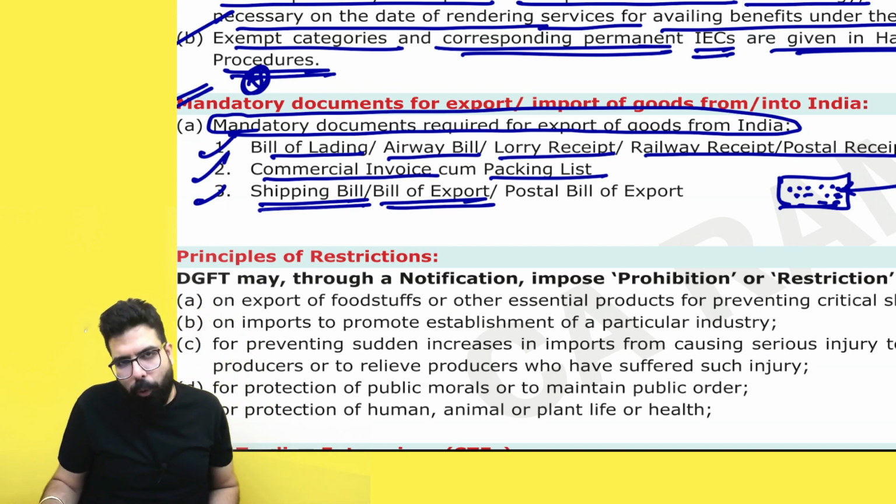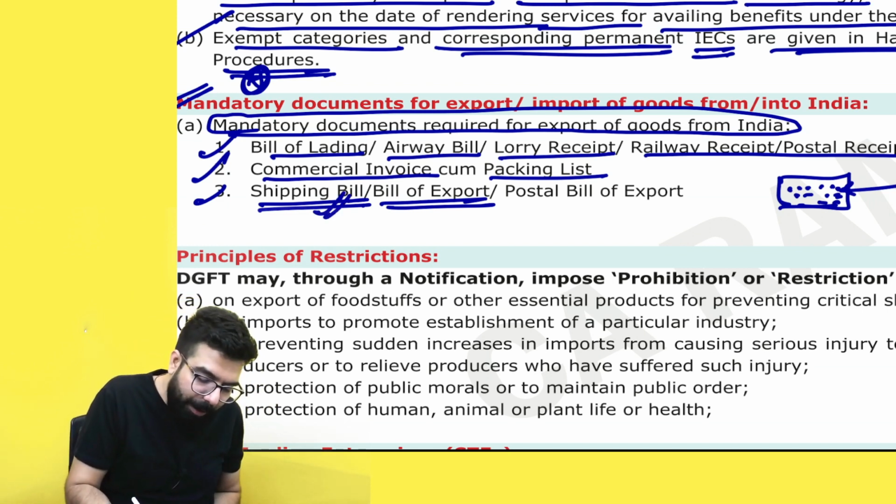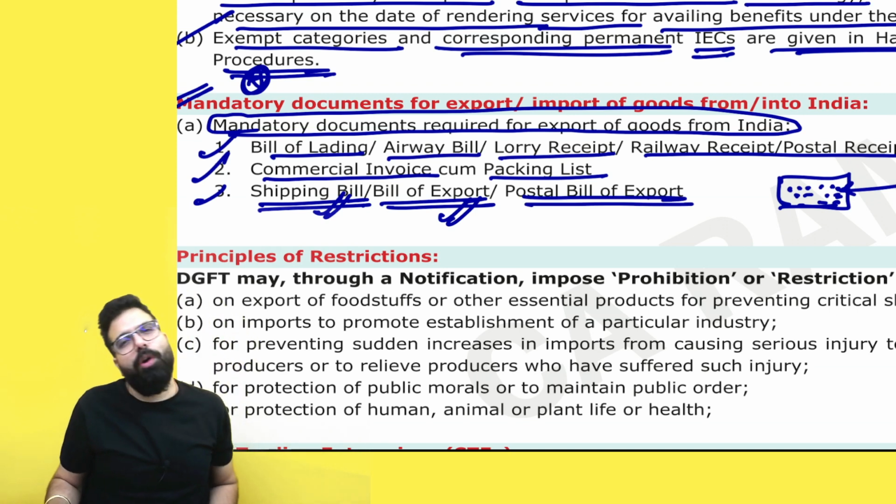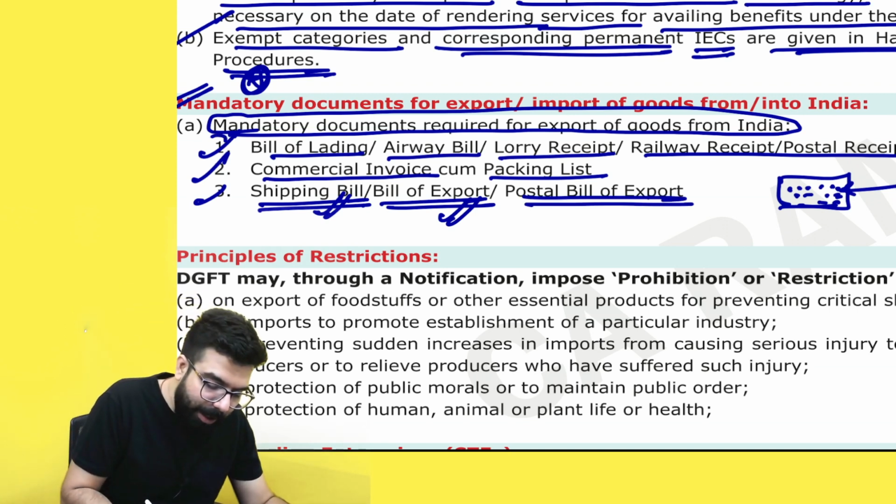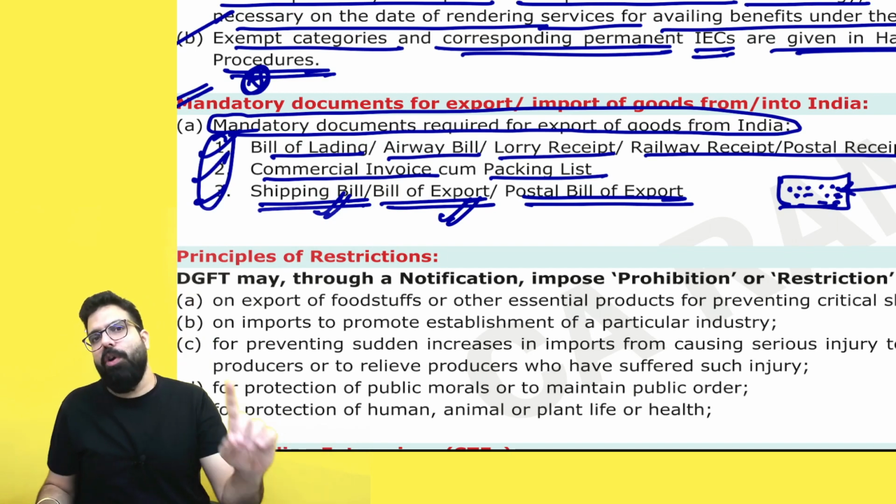When you are exporting, you should always have shipping bill or bill of export in case of land, and postal bill of export when you are exporting by post. So these are the 3 mandatory documents which are required when you are going ahead and making export.